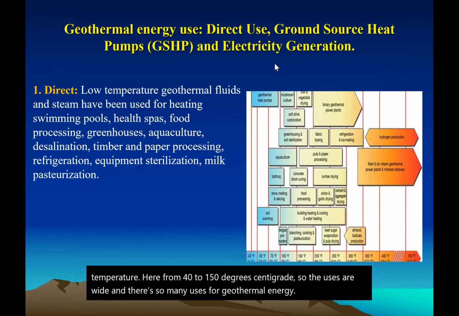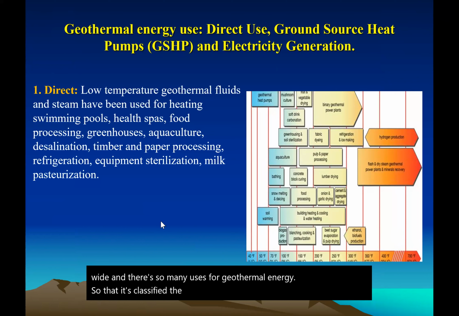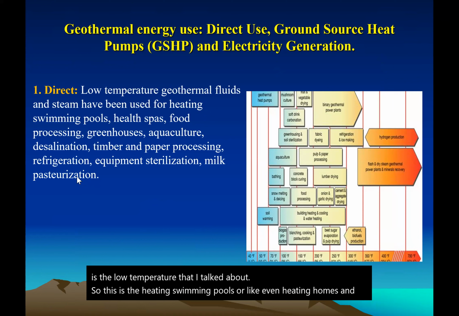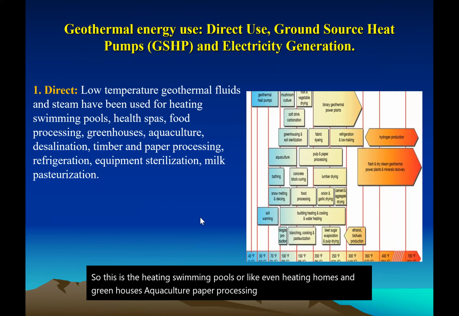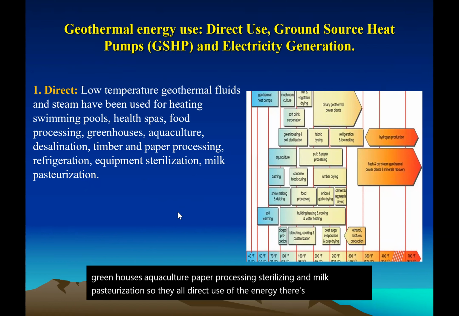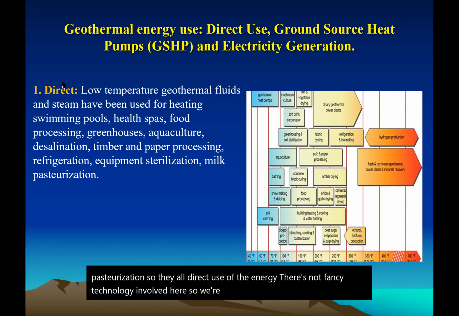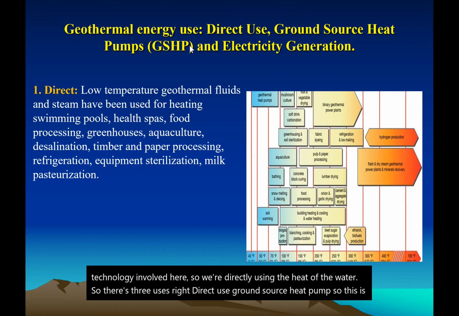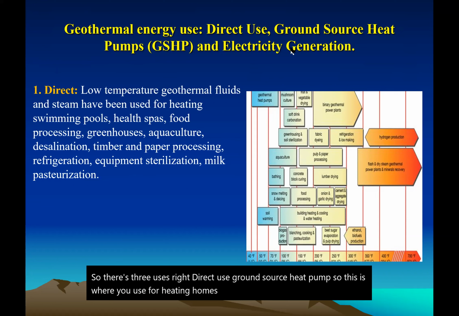The use is classified into three basic categories. Direct use is the low temperature that I talked about. This is heating swimming pools, or even heating homes and greenhouses, aquaculture, paper processing, sterilizing, and milk pasteurization. They are all direct use of the energy. There's no fancy technology involved here, we are directly using the heat of the water. So there are three uses, right? Direct use, ground source heat pump, which is used especially for heating homes, and the third use is electric generation.